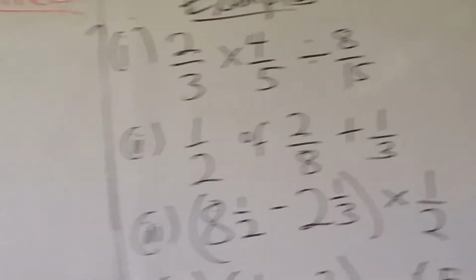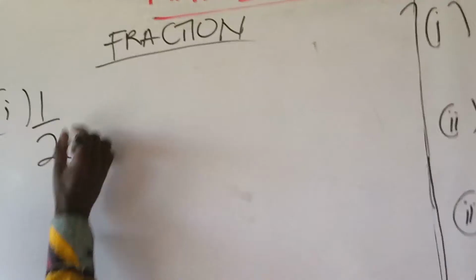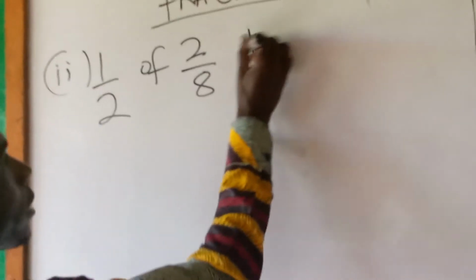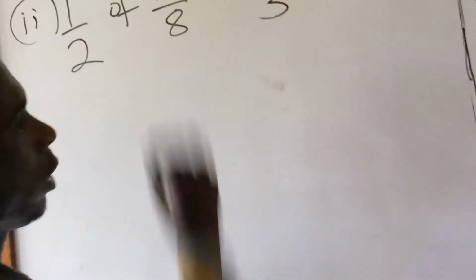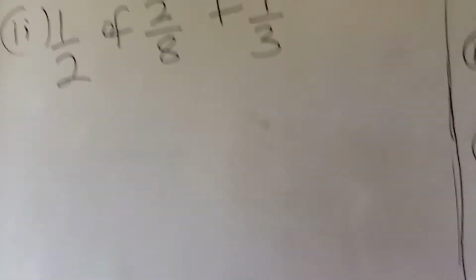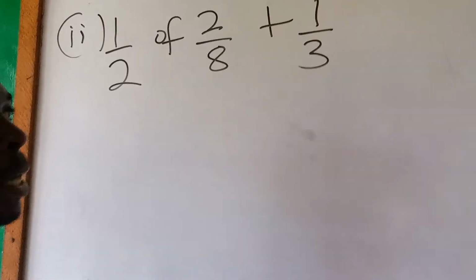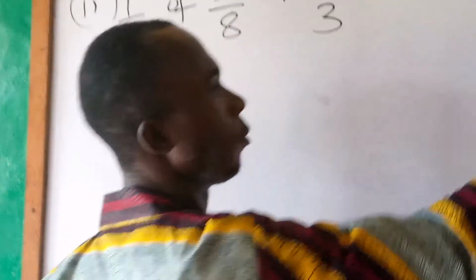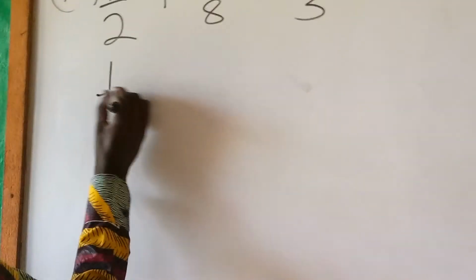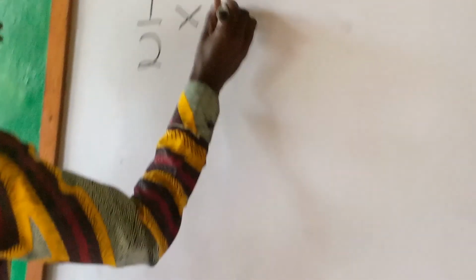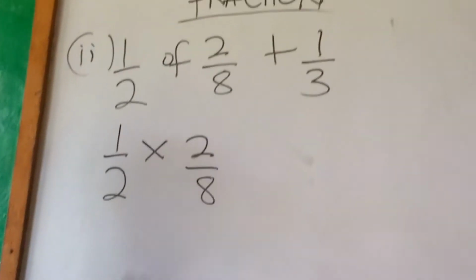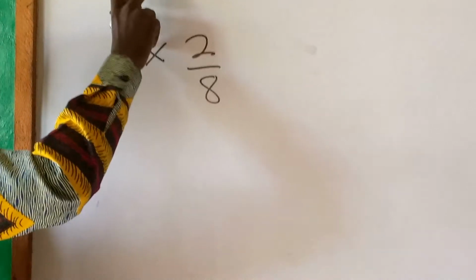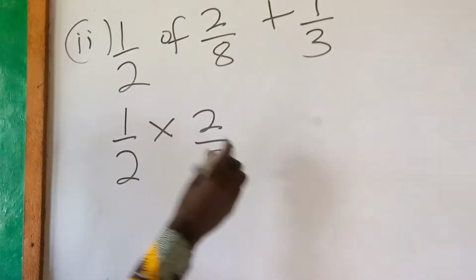We have 1 over 2 of 2 over 8 plus 1 over 3. And for this question, we don't have brackets, but we are having of. So we solve for this of. So it becomes 1 over 2 times 2 over 8, because if you don't change this of to multiplication sign, you cannot solve the question.